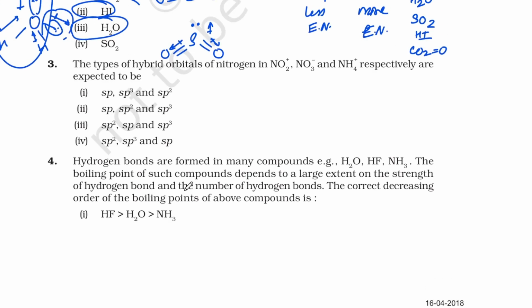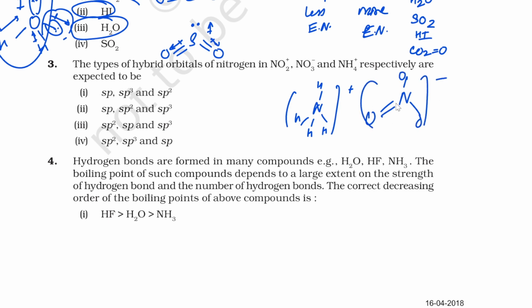Types of hybrid orbitals of nitrogen in NO2 plus, NO3 minus, NH4 plus respectively are. Theoretical question है. ठीक है. But you have to be very very clear about what these two are. If you're not sure about NO2 plus, it's okay. But ये दोनों चीज़ें तो आपको पक्का मालूम होनी चाहिए. ठीक है. NO3 minus कैसे दिखता है.